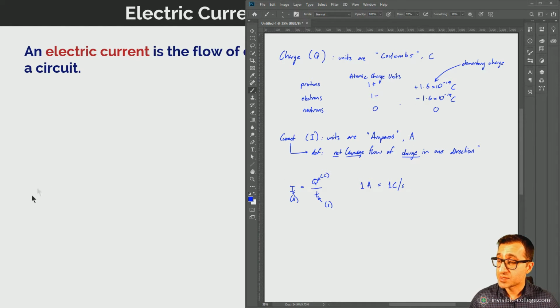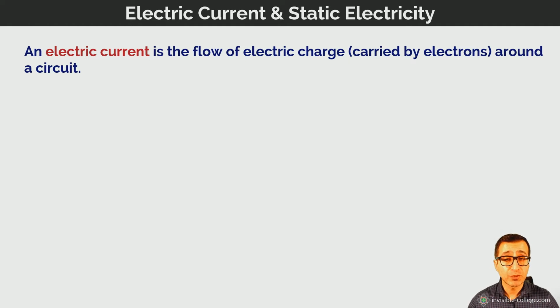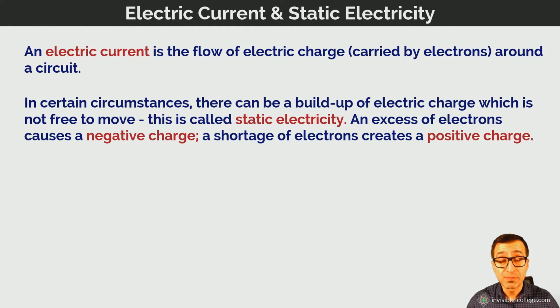In certain circumstances, there can be a buildup of electric charge which is not free to move and flow in an electric current. This is called static electricity. Now the word electricity is a little bit of a vague word really. When people say electricity, particularly if they're not scientists and they're not using it in a scientifically rigorous sense, it's not really a very useful word. It doesn't really mean much. It doesn't allow us to distinguish between phenomena like static electricity or current electricity.